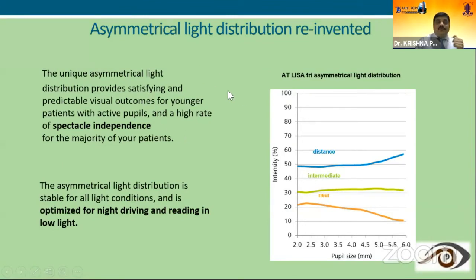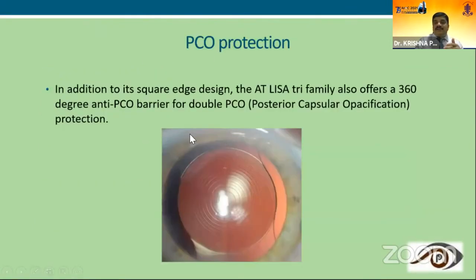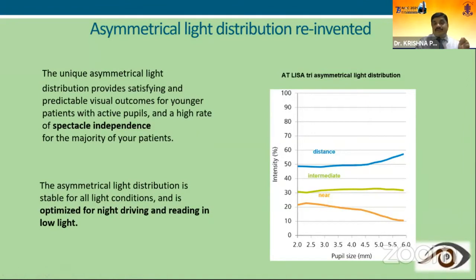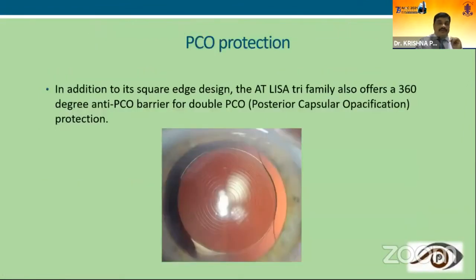So this is very good, especially when you're implanting for young patients. This is most important. And because of the light distribution in all these conditions, I think it is even optimized for night driving and reading in low light. One more advantage of this lens is PCO protection.